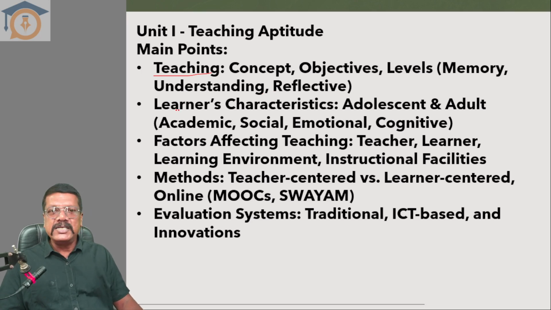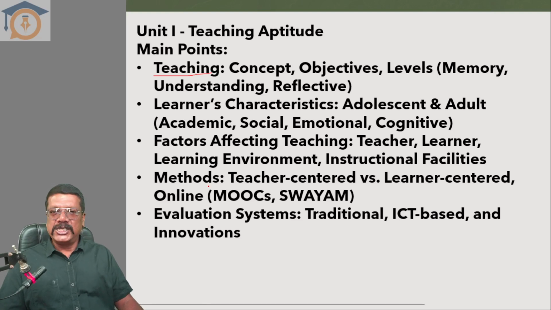Then we have the learner's characteristics also under Unit 1. So the adolescent and the adults as learners. And we would specifically need to look at the academic, social, emotional, and cognitive sides. Then we have the factors that affect teaching. That is, teacher as a factor that affects teaching, learner, learning environment, and even the instructional facilities that are used for teaching, because all these would affect probably the quality of teaching, right?